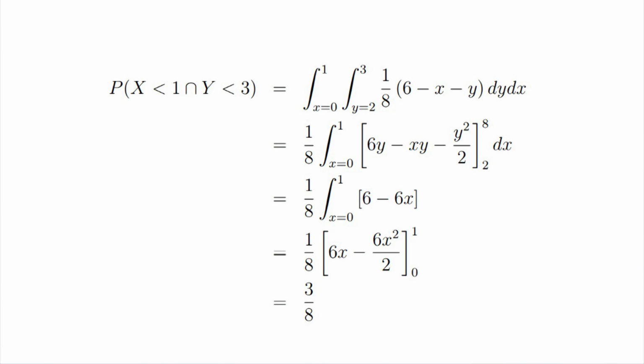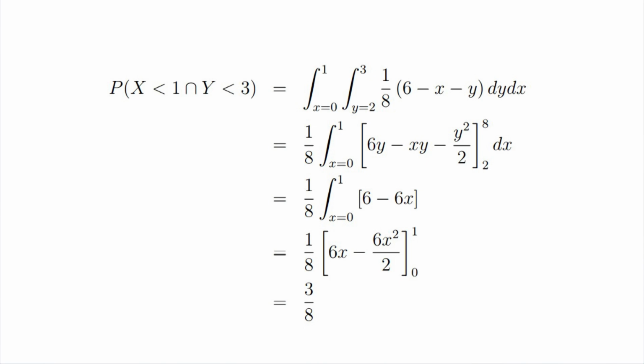Using the given joint probability density function, we solve the probability of x < 1 and y < 3 as the integral over x from 0 to 1, integral over y from 2 to 3 of 1/8 (6 - x - y) dy dx, which is equal to 1/8 into the integral over x from 0 to 1 of 6y - xy - y²/2 in the limits 2 to 3 dx, which is equal to 1/8 integral over x from 0 to 1 of (6 - x... 6x)... which is equal to 1/8 into 6x - 6x²/2 in the limits 0 to 1, which is equal to 3/8.